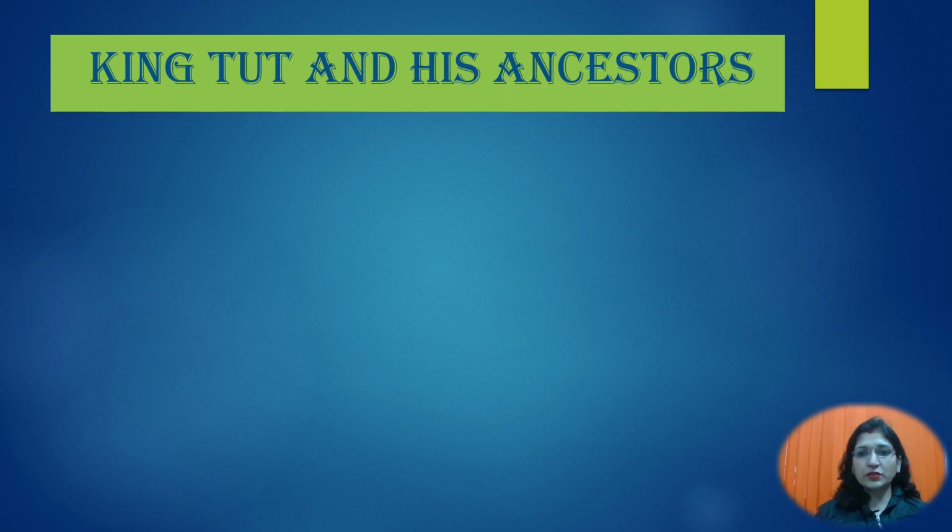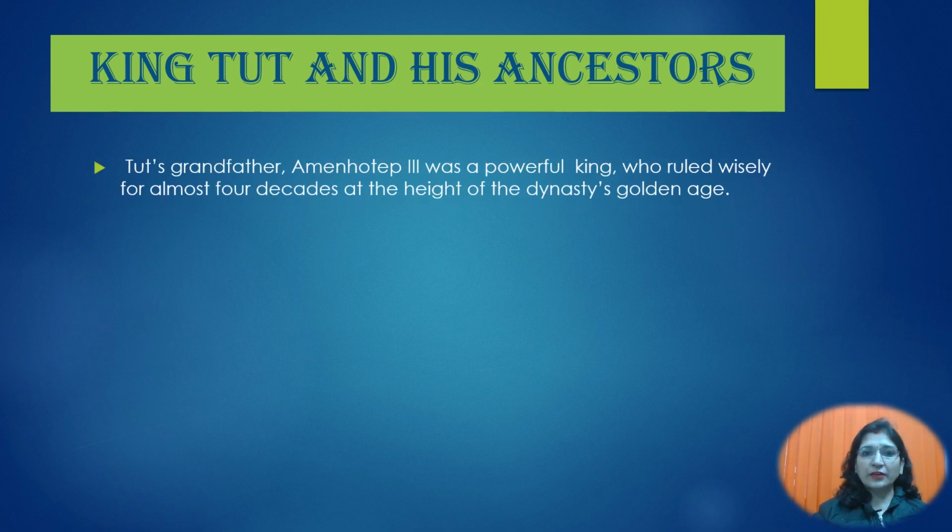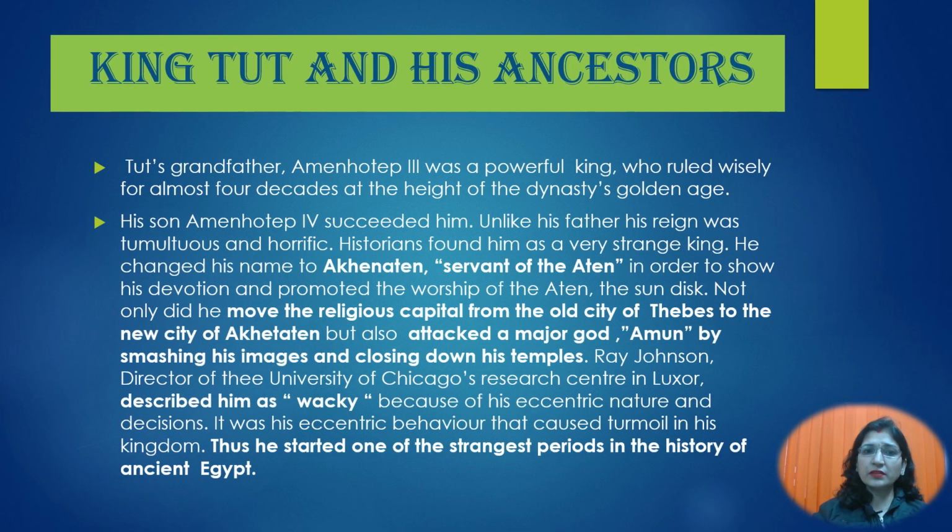First and foremost, let's know about King Tut and his ancestors. King Tut's grandfather, Amenhotep III, was a powerful king who ruled wisely for almost 4 decades at the height of the dynasty's golden age. His son Amenhotep IV succeeded him. Unlike his father, his reign was tumultuous and horrific. Historians found him a very strange king. He changed his name to Akhenaten, servant of the Aten, in order to show his devotion, and promoted the worship of the Aten, the sun disk.